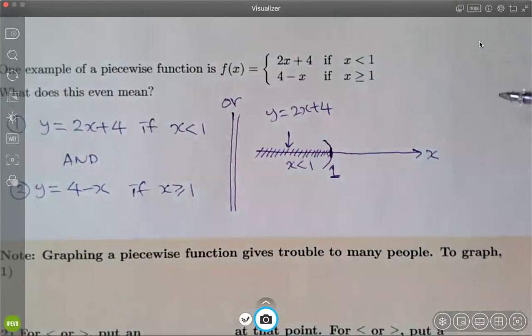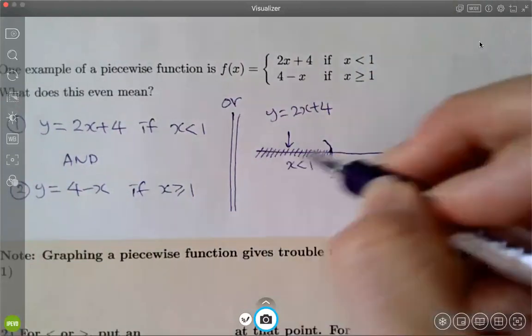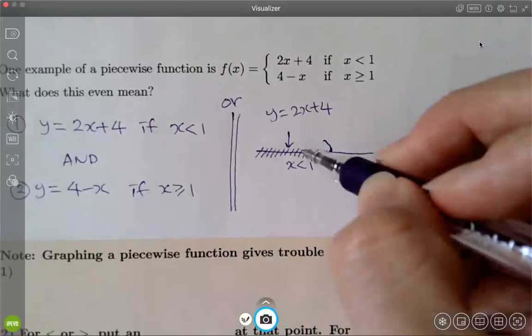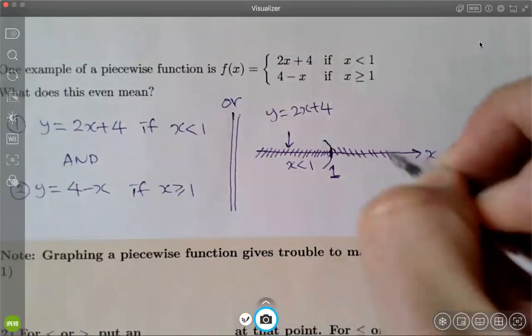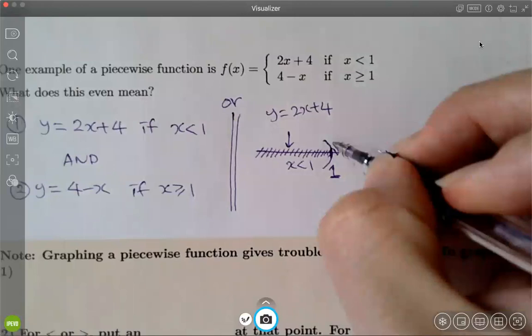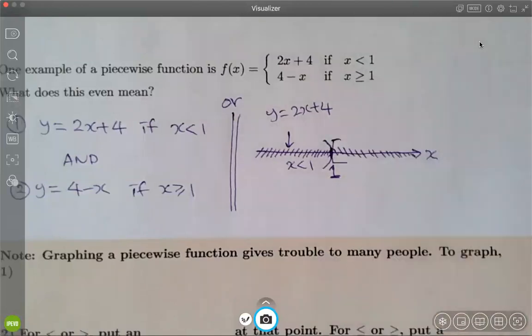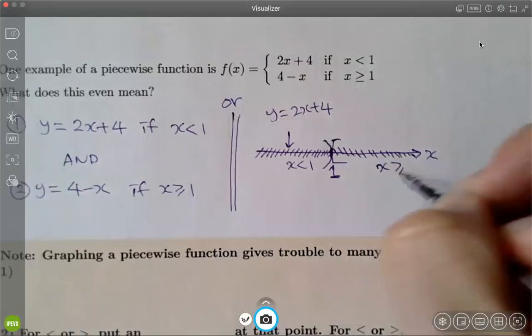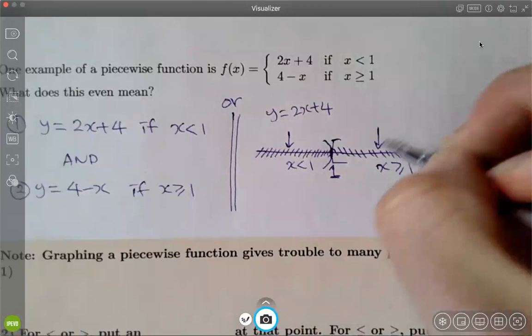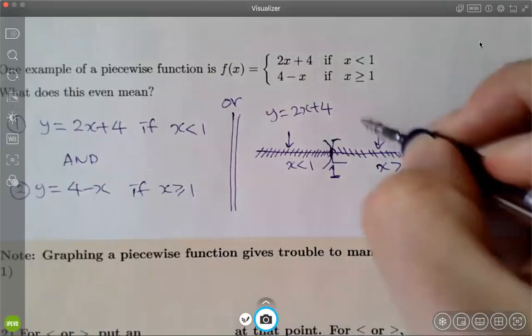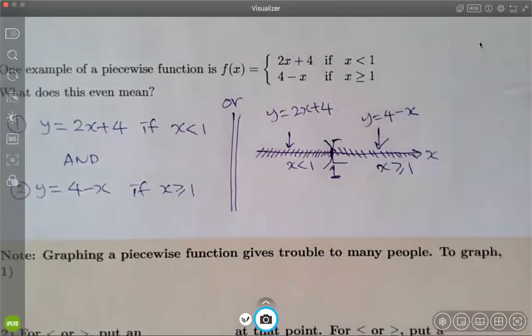Okay, so now what does that mean? For all the values in this region, they need to be plugged into 2x plus 4 to get the output. Okay, now I will shade this region, and then I will put an open square bracket. Okay, and now what does that represent? That means everything greater than or equal to 1, right?